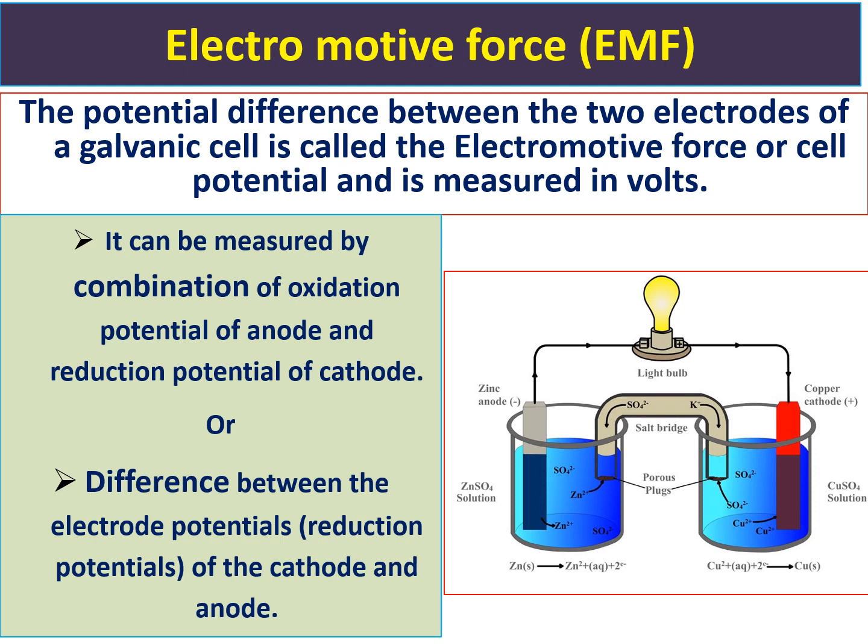EMF is the combination work of anode and cathode. When the anode is involved in oxidation, it releases electrons. But without the cathode, these electrons will not move from the anode. Even though the anode is producing electrons, the cathode is required to move the electrons from anode to cathode.